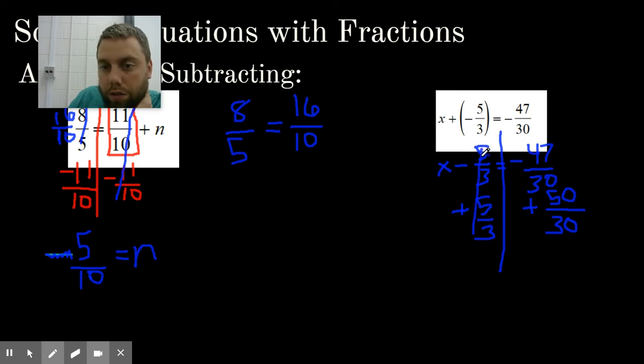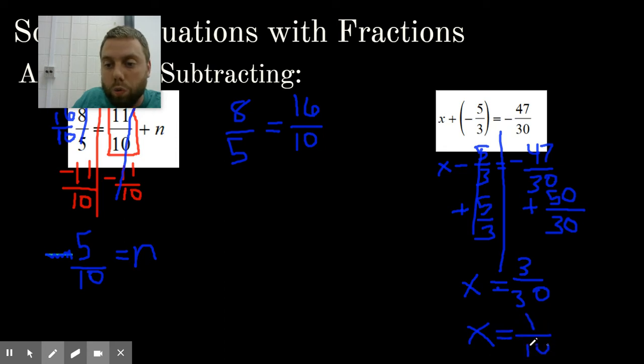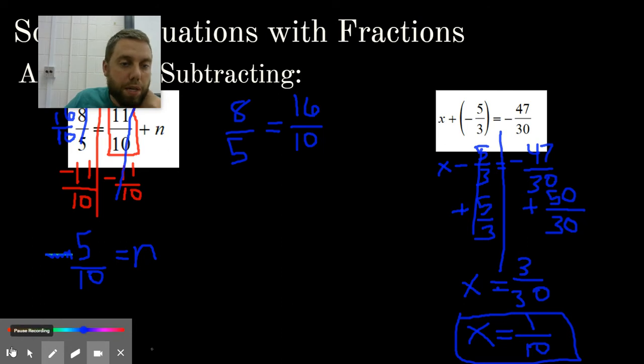Now, this cancels out, leaving us with just x equals, and we have negative 47 over 30 plus 50 over 30 is equal to 3 over 30. Now, are we done? No, you should always leave your answers in simplest form. And hopefully we notice 3 and 30 can be simplified to 1 over 10. And we have isolated our variable, therefore this is solved and simplified. 1 over 10, sorry for the messy handwriting.